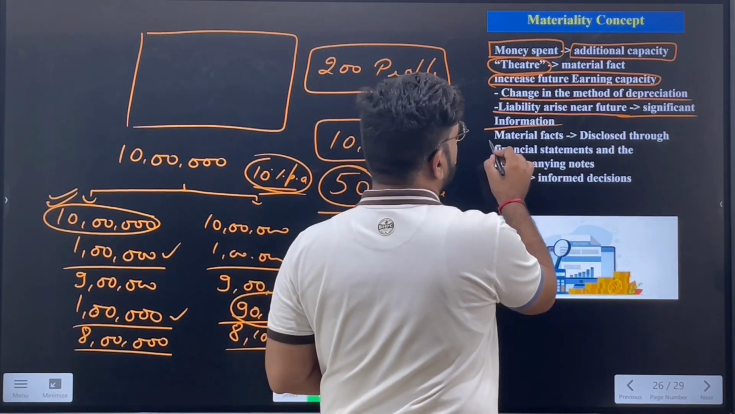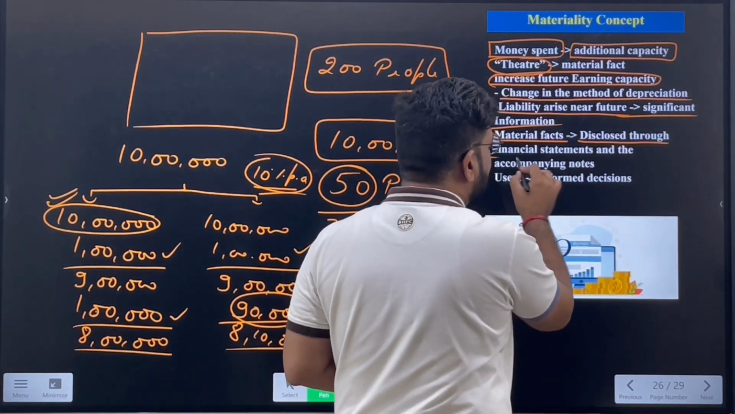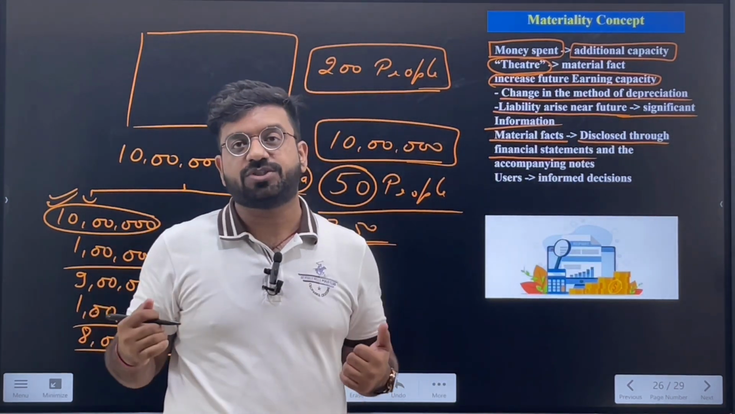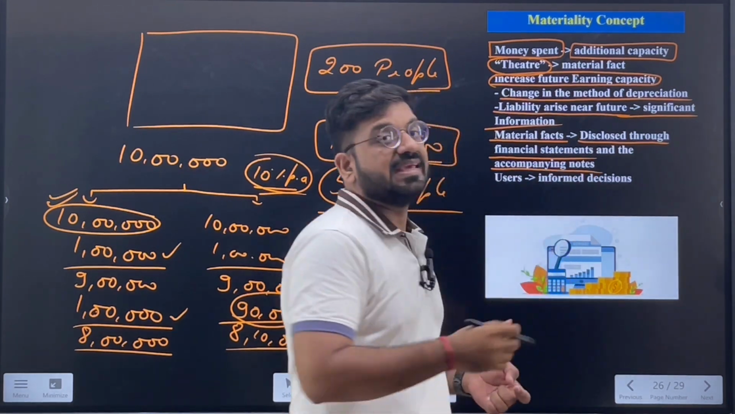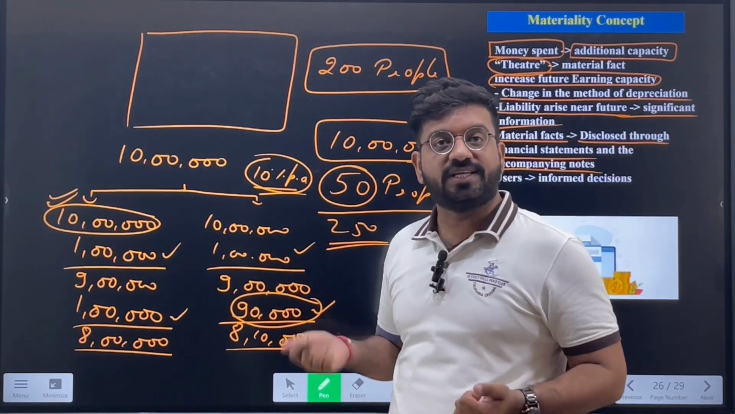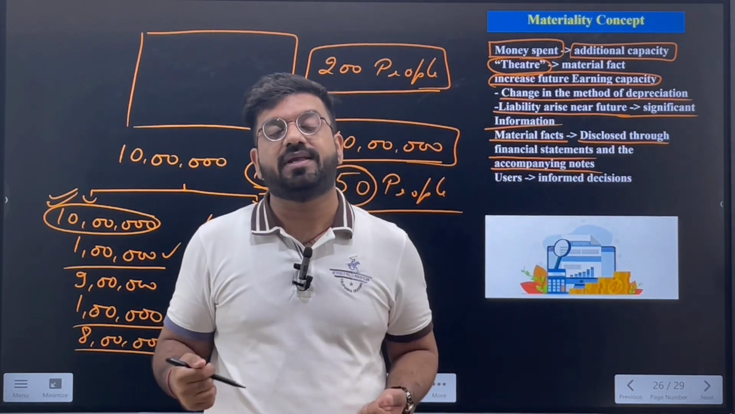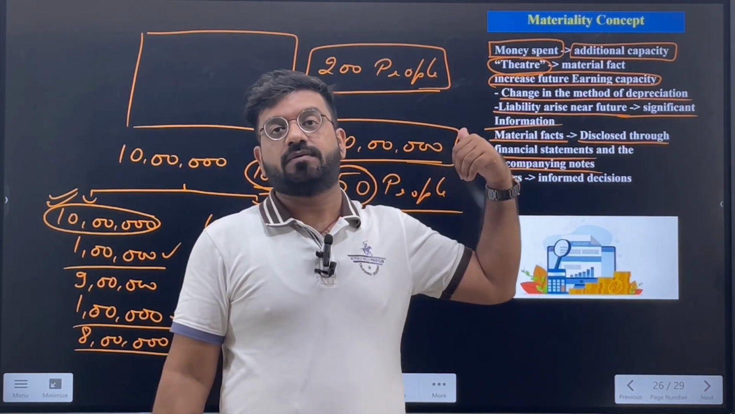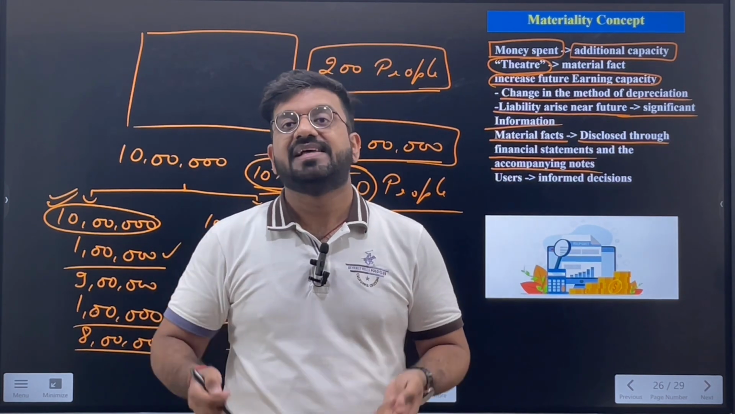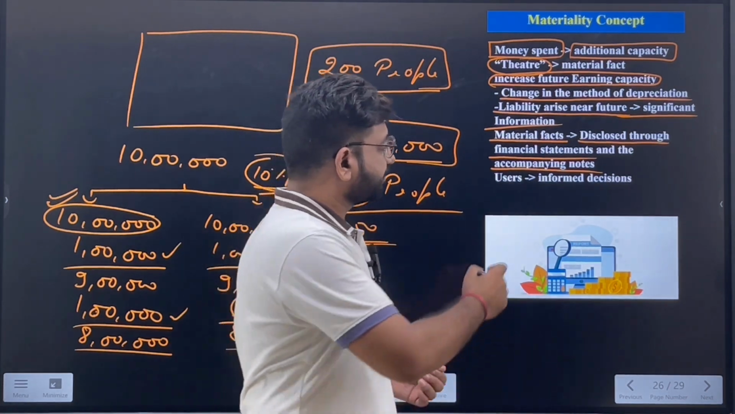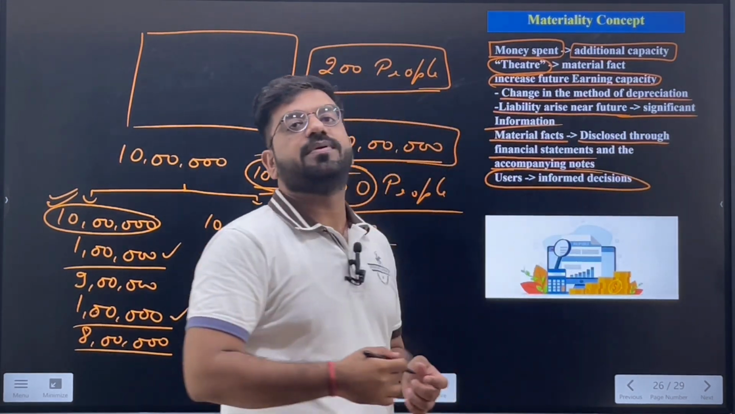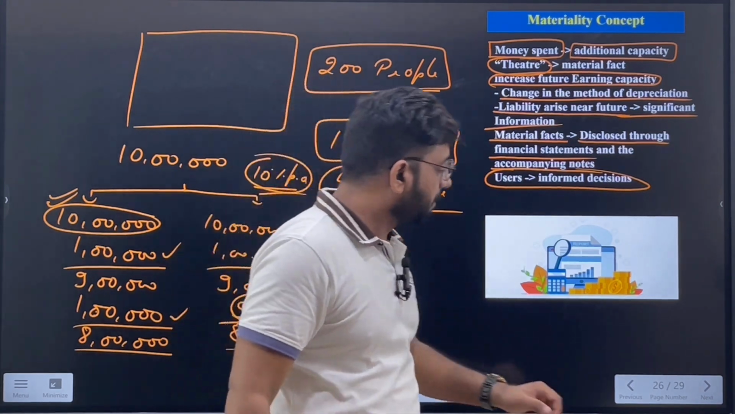Next, material facts have to be disclosed through the financial statements. Obviously, the accounting information is prepared. The financial statements are prepared with the accompanying notes. Each and every description, each and every explanation as to why this method is changed, why there is a possibility of liability, why the theater is being constructed for more capacity, everything should be accompanied with the notes as well. Is that clear? So that the users can take informed decisions. This was simply the materiality concept.